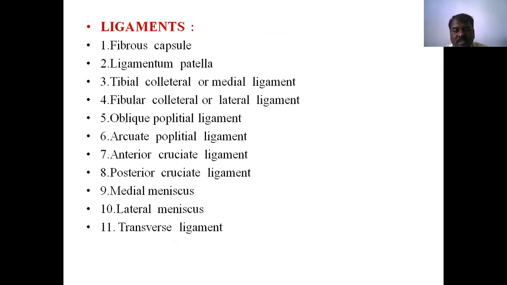lateral meniscus. And transverse ligaments are two: one is the anterior transverse and the other the posterior transverse. Not only this, there are also the meniscofemoral ligaments, the anterior meniscofemoral ligament and the posterior meniscofemoral ligament. These are the 13 ligaments that give support around the knee joint.